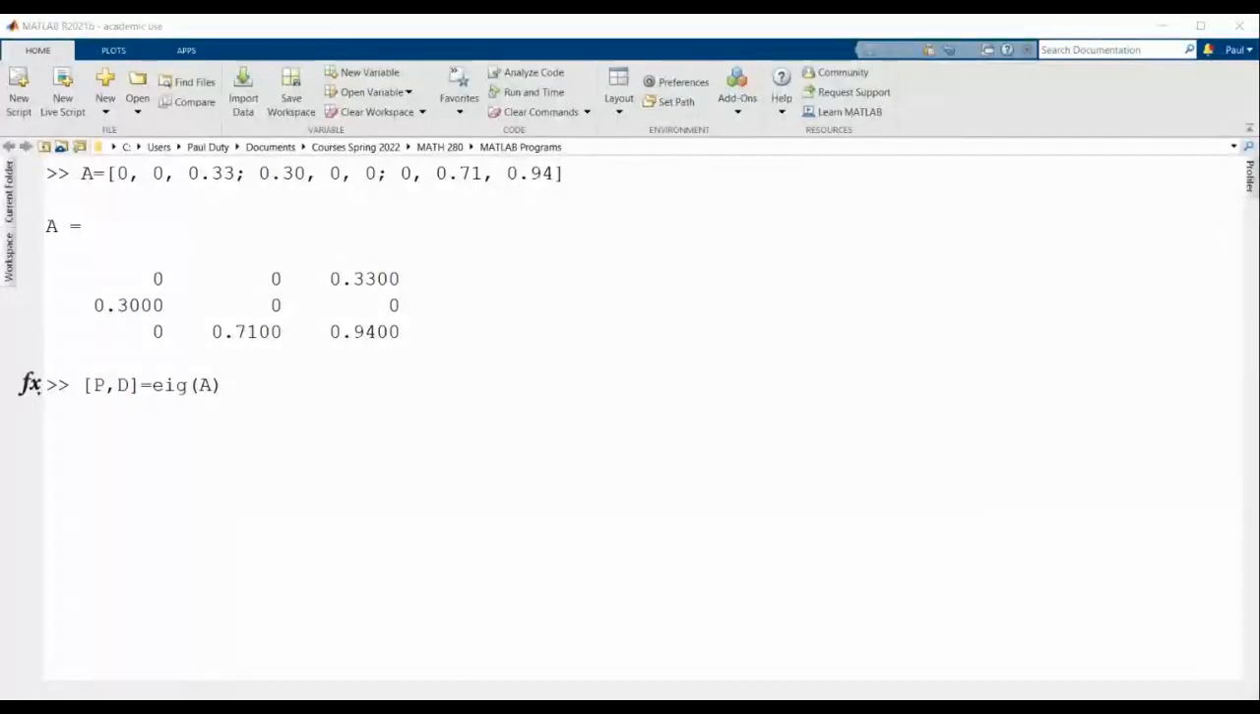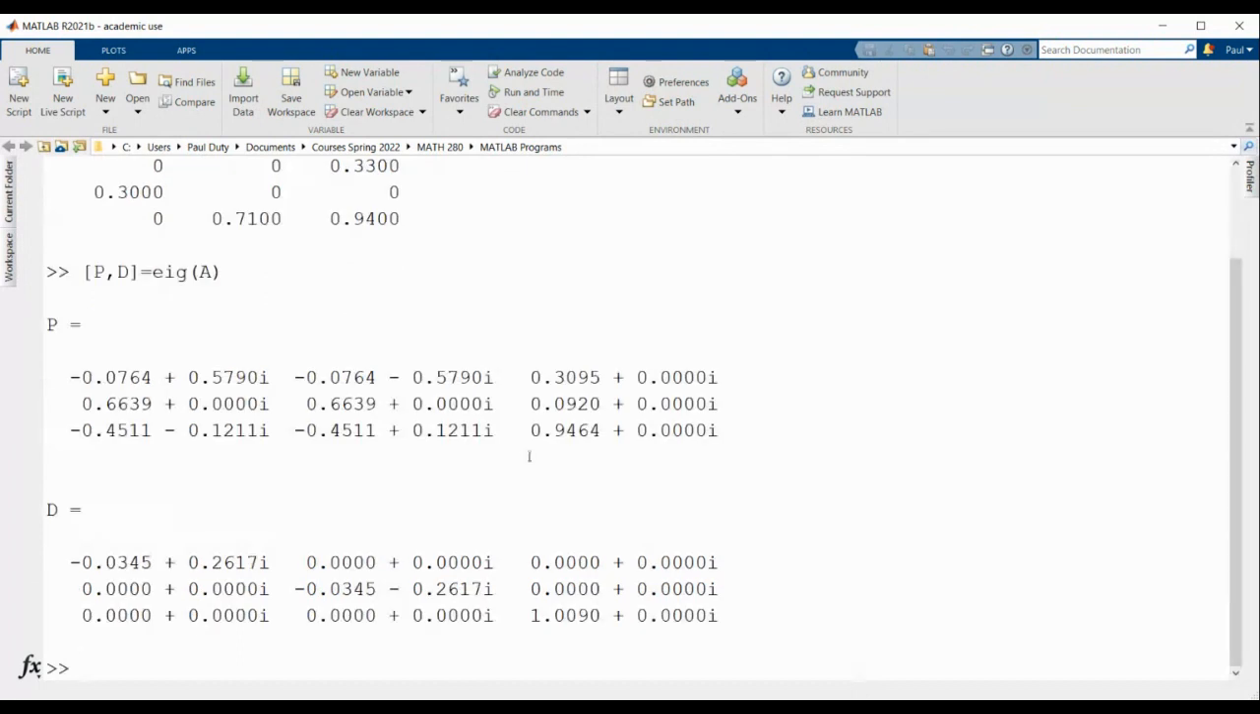So let me show you here. I'm going to go into MATLAB. And again, this will be helpful for your MATLAB assignment number 4, what you're learning here. So we typed in the matrix A, and now I'm going to do the eig of A. The matrix D contains the eigenvalues, and the matrix P contains the eigenvectors.